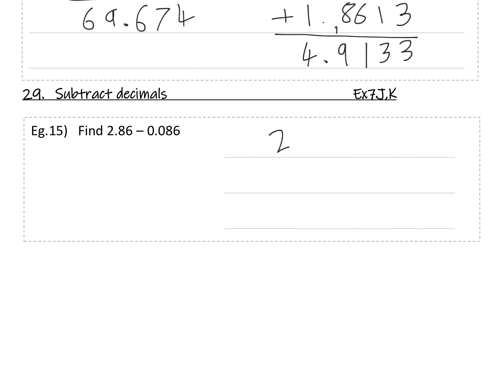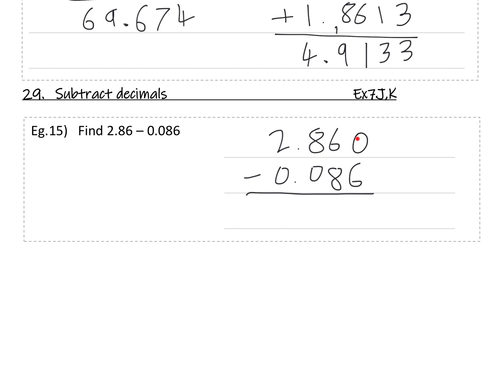In example 15, we have 2.86 and we're taking away 0.086. I try to trick people in that question by making the 86 and 86 that you can see there, but they're in different positions, so they don't mean 86 necessarily. Just put them in the right place and go from there.